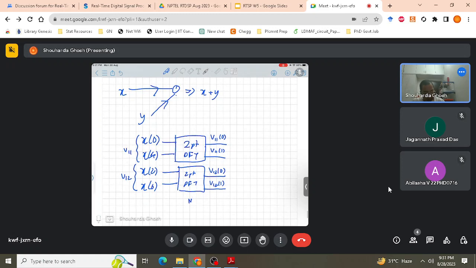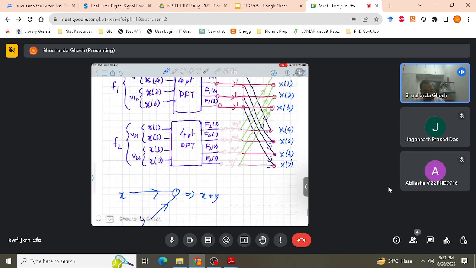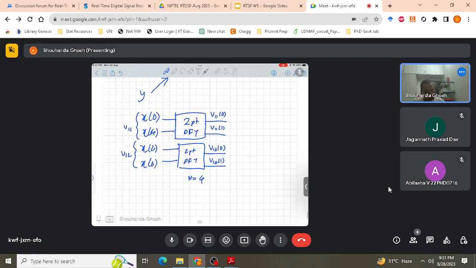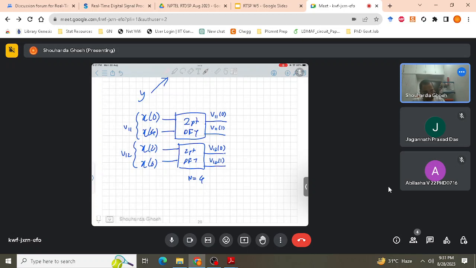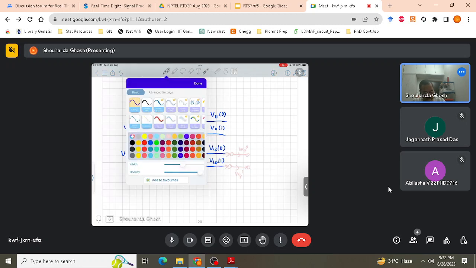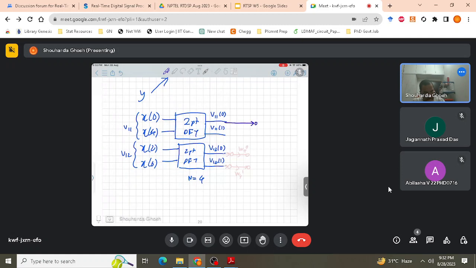Now what do I do over here? Here n is 4. Before, n was 8. Here we are dealing with n equal to 4. So what are the terms that we should multiply with? Here W4 of 0 and W4 of 1. Now we shall try to add them.